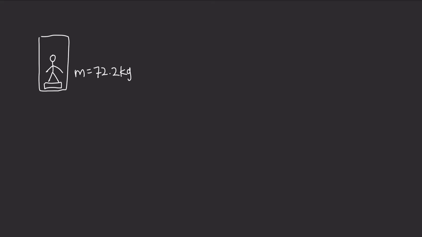The reading is equal to the magnitude of the normal force on the passenger from the scale. And the only other force that acts on the passenger is the gravitational force. So we can draw a free body diagram with a dot representing the person. And then here, the force of gravity points down, and the normal force from the scale points up. And the normal force is what the reading of the scale will actually be.